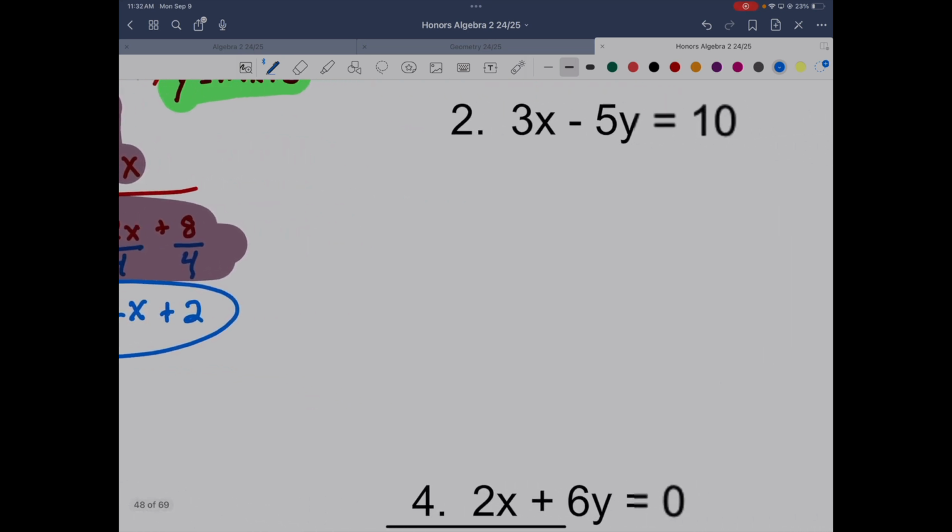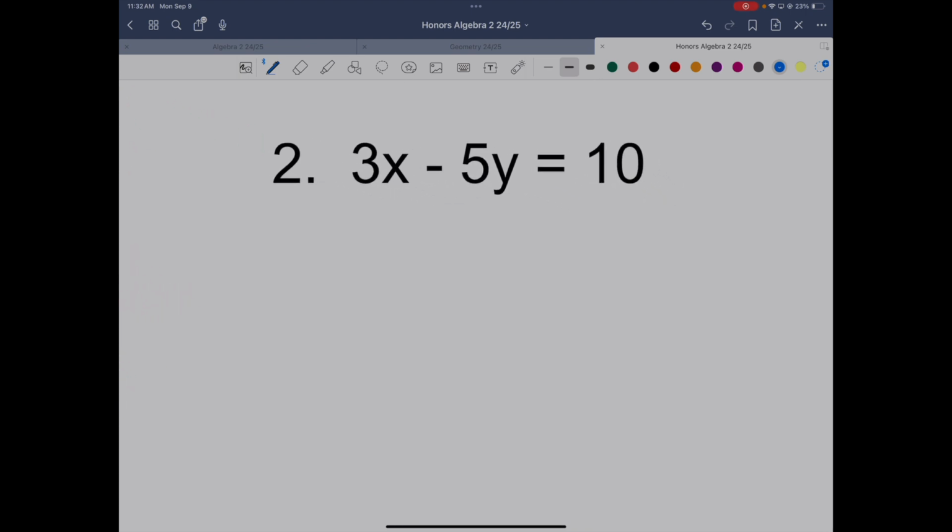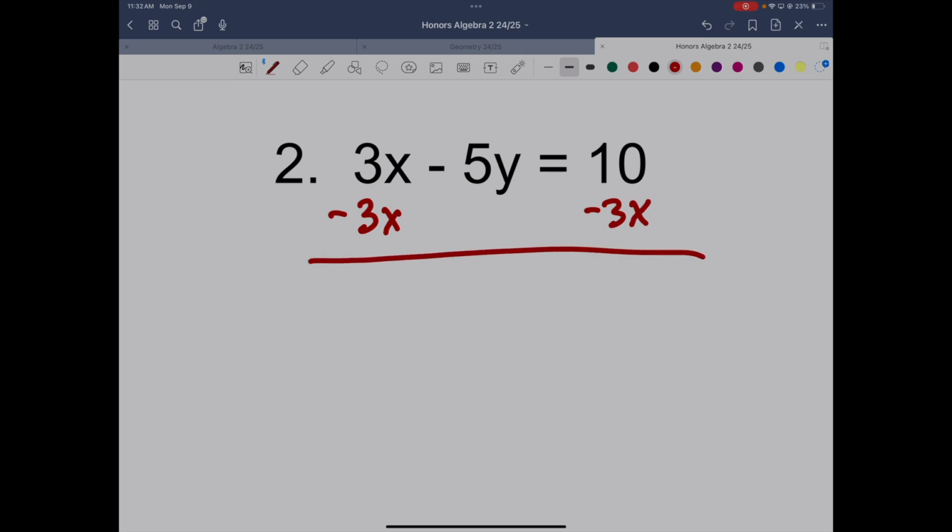Let's look at a second one. Let's go 3x minus 5y is equal to 10. What do I want to do first? Minus 3x from both sides. Okay. So we're going to subtract 3x from both sides. What's left on the left-hand side?